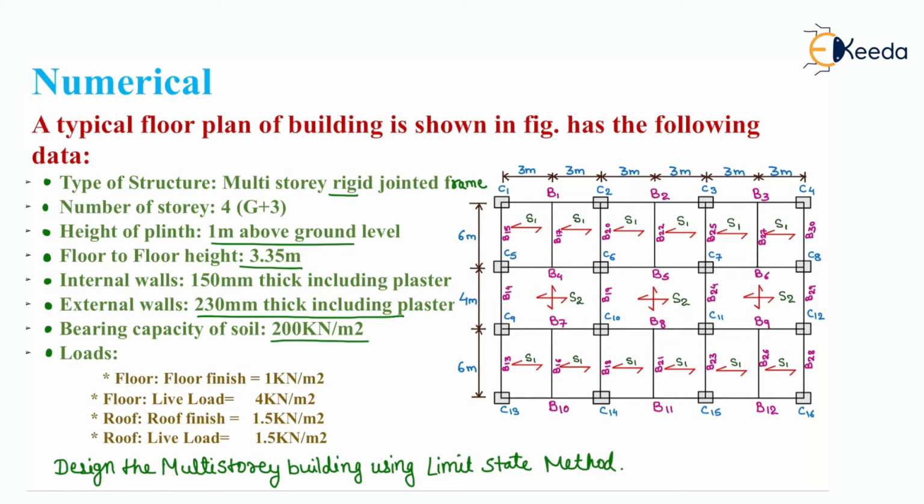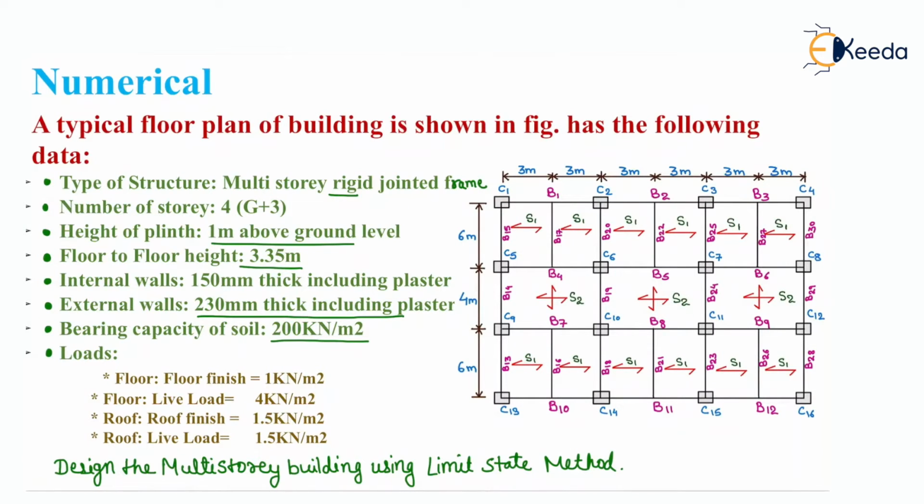Loads: floor finish equals 1 kN per meter square. Floor live load equals 4 kN per meter square. Roof finish equals 1.5 kN per meter square. Roof live load equals 1.5 kN per meter square. Design the multi-story building using the limit state method.